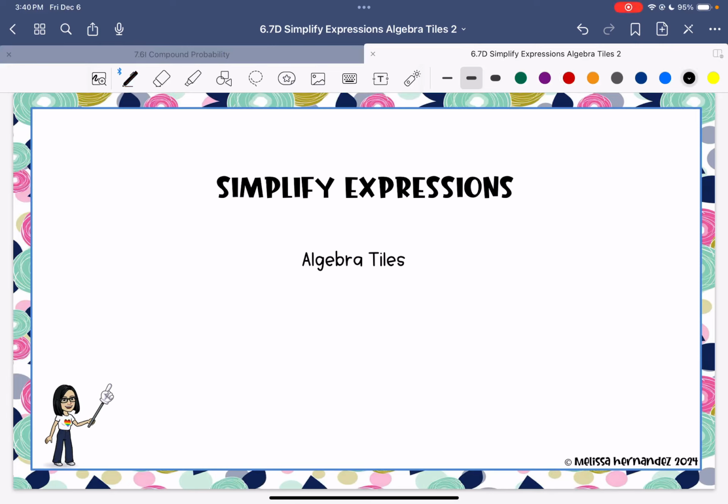Hey, welcome back, guys. In this video, we'll simplify expressions. We'll use algebra tiles. Sometimes we say combining like terms.